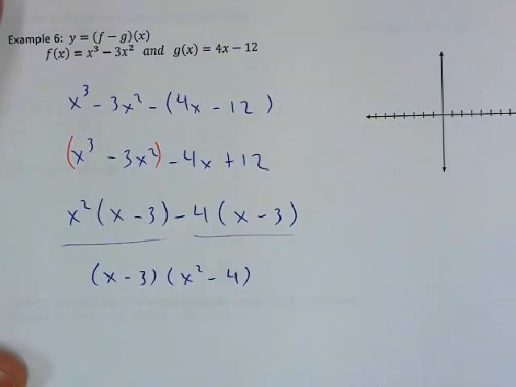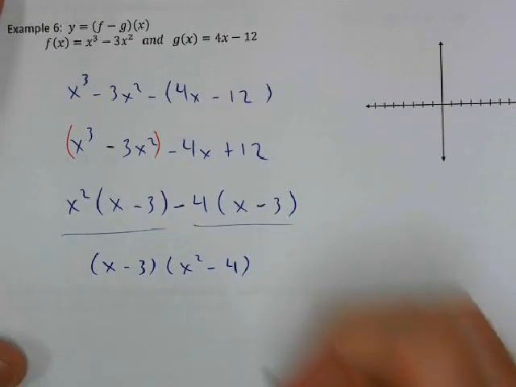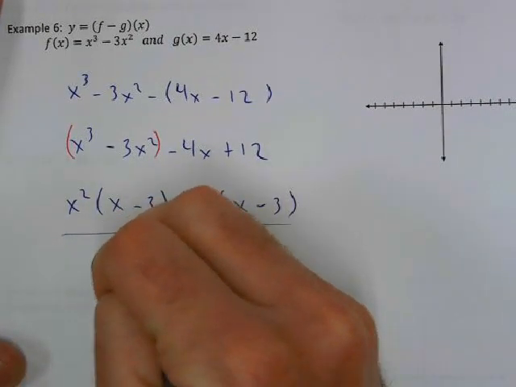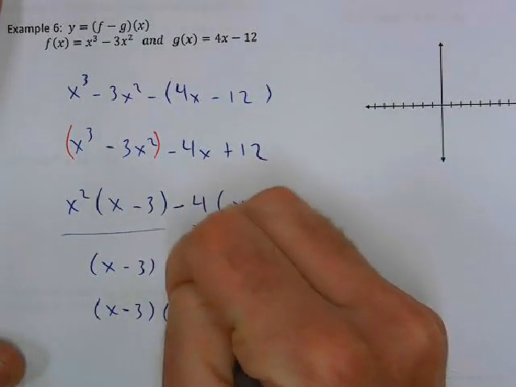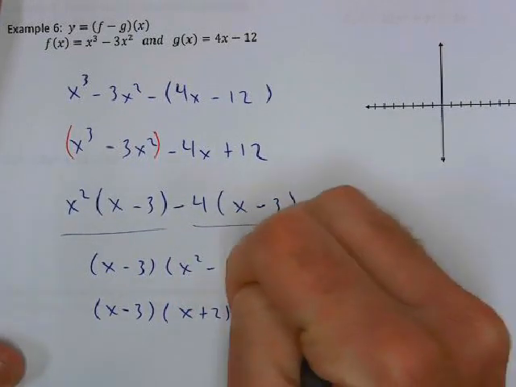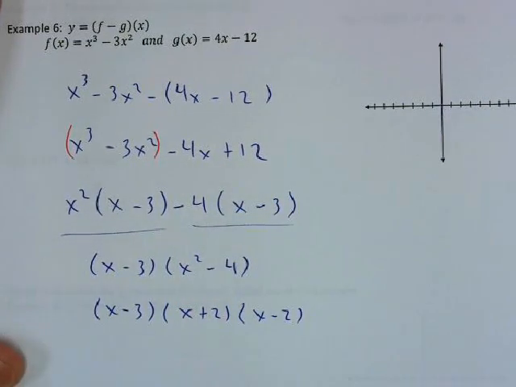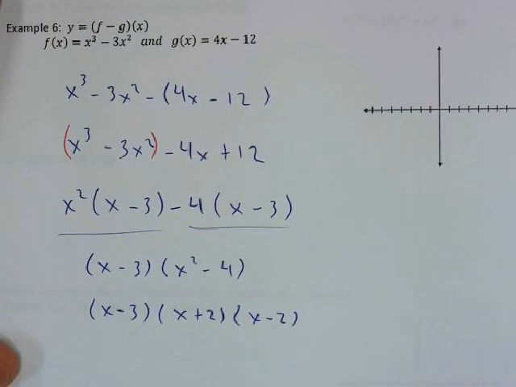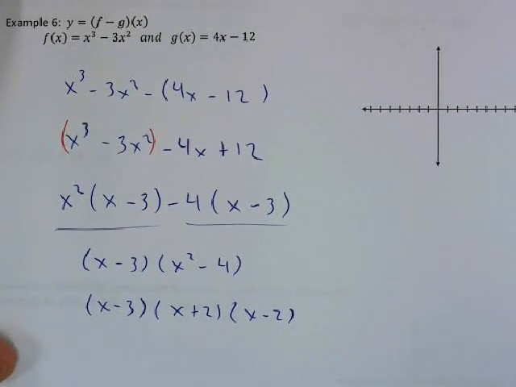Okay. Like on a few of the other problems, we're not done because this is the difference of two squares. So then we're going to get x minus 3 times x plus 2 times x minus 2. Okay, so it's not just factoring by grouping. Sometimes we got to do other things as well.